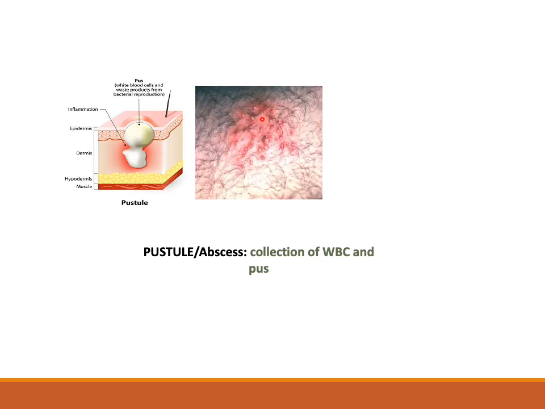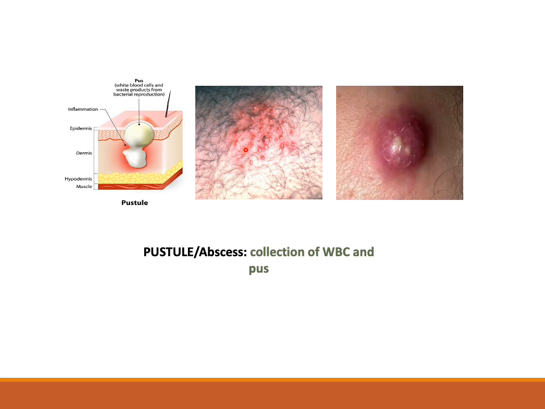Actually, this is an infected hair follicle. So we usually refer to this as folliculitis. This is an infection or inflammation of the hair follicles. So you see pus there, yellowish. If it becomes bigger, we call it an abscess. So this is an abscess.